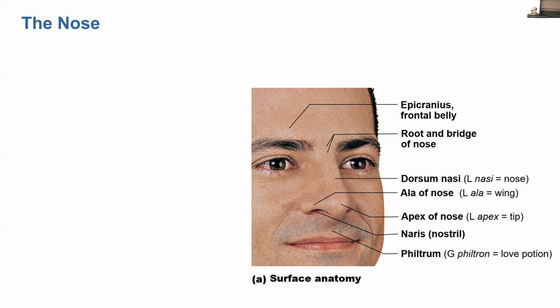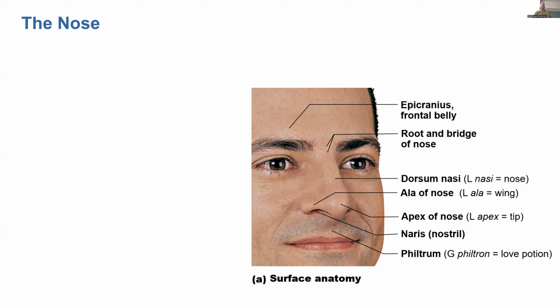So for example, ala of the nose. You might remember we talked about the coxal bones. There was an ala of the coxal bone. It means wing. Your nose, this little bit right here, is called the ala of your nose. The apex is the little thing you boop. You've got your nostrils, of course, which is an anatomical term, but also a term that you're all familiar with. And so, yeah, all of the parts of the nose have these specific terms.